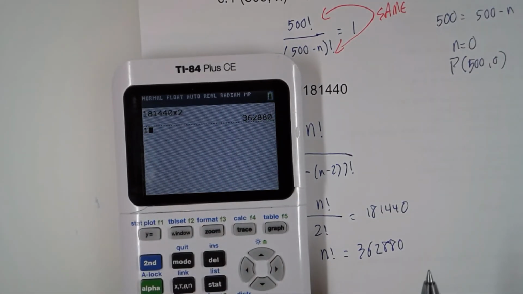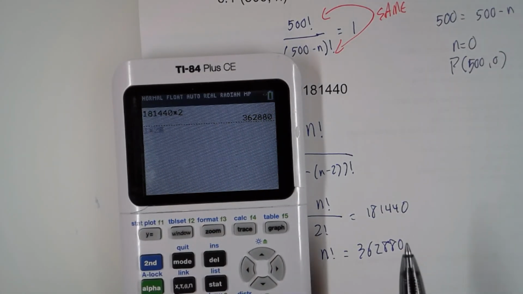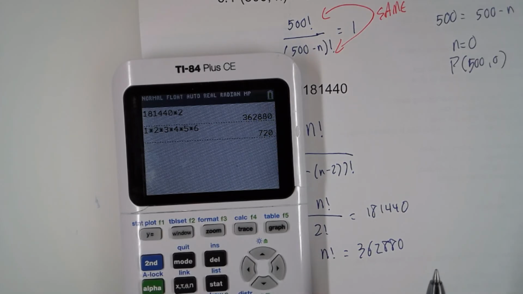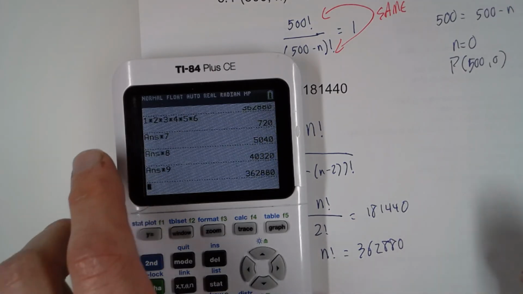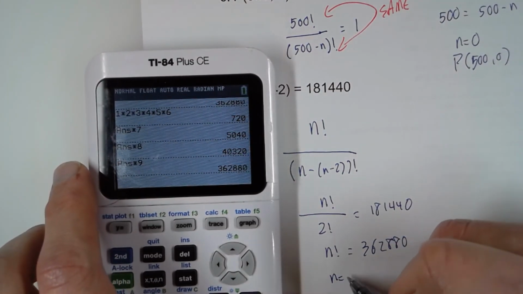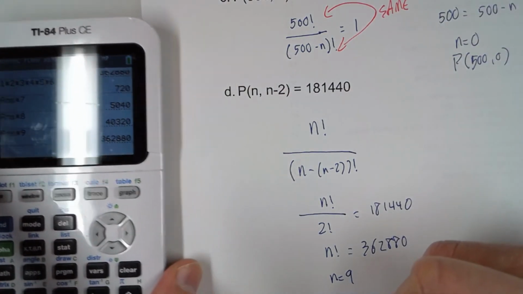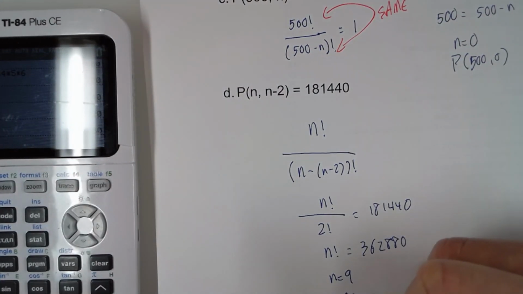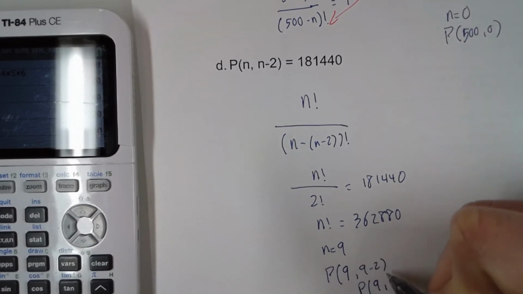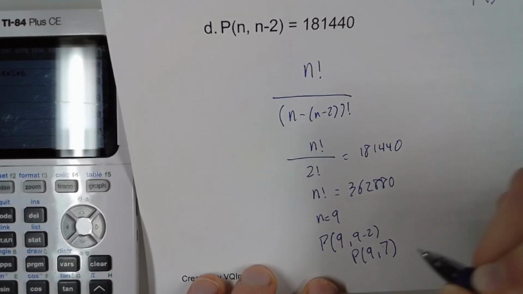So let's try working our way upwards. Well, 1 times 2, 3, clearly not. 4, 5, 6, let's try that. Nope. So let's keep going up. Times 7, nope. Times 8, nope. Times 9, there we go. So n equals 9. So this is P(9, 9 minus 2). So this is P(9, 7).